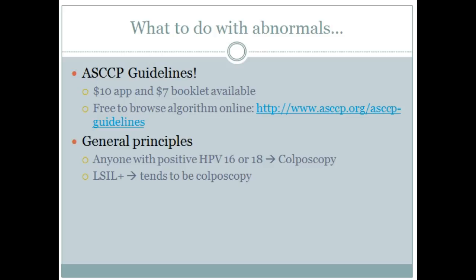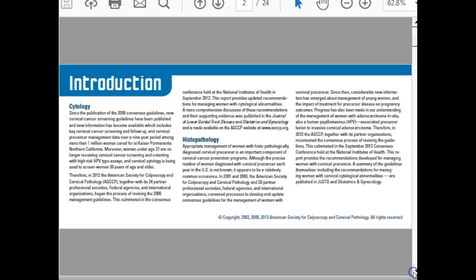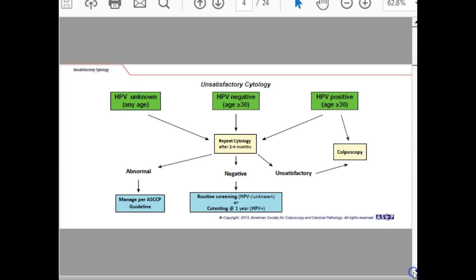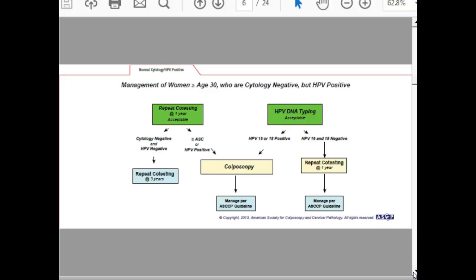All right, so I want us to just look through the guidelines together here so you can get a little bit more familiar with how to read them. So this is the free version that's available online, and if you order the booklet as a hard copy, this is what it would look like. Okay, so basically you just flip through the different slides and it gives you examples of what you might find.